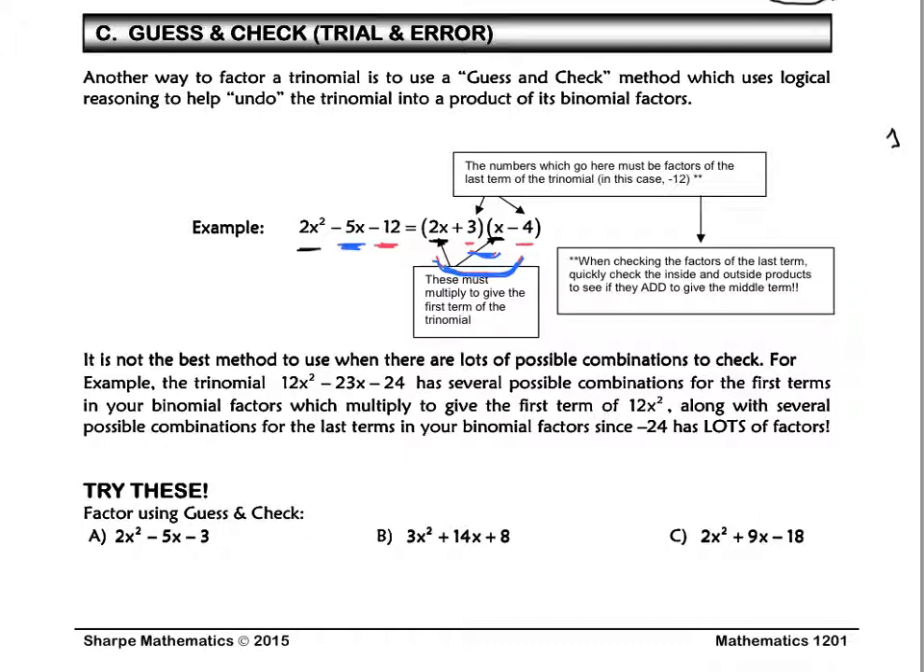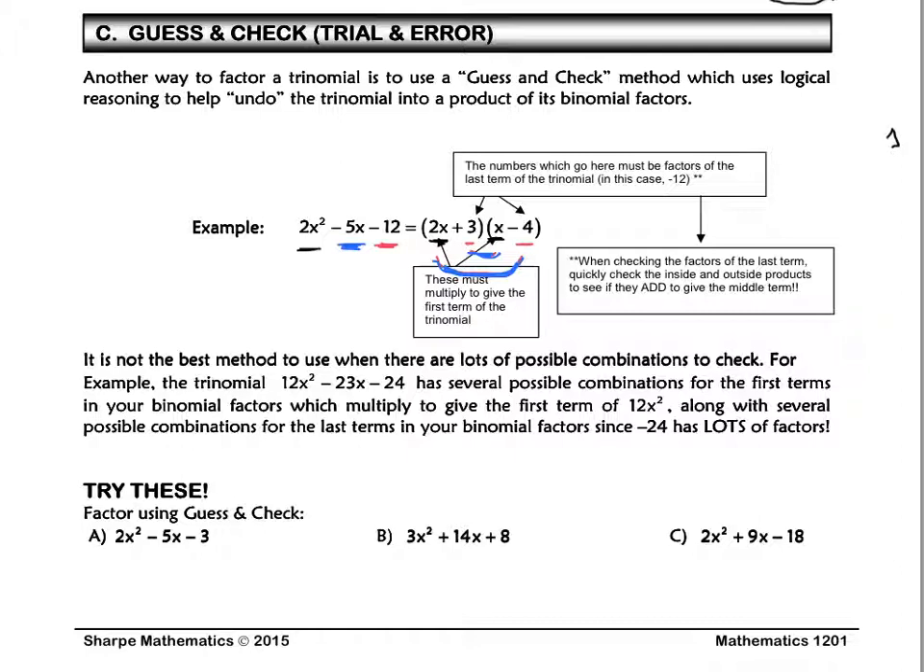Guess and check is always a good method to have if you forget the other ones. I've used guess and check all the time because I find it quicker, and it's the way that I learn. But for those of you who like a step-by-step process, probably the decomposition would be the best one to go with. Or if you use the box method, just make sure that you take the GCF out first, if there is a GCF for all three terms, before you start.